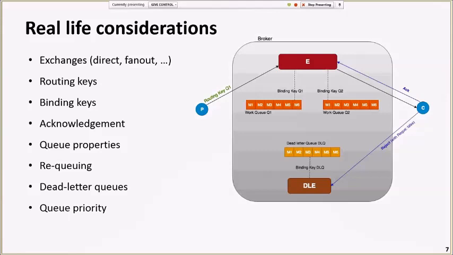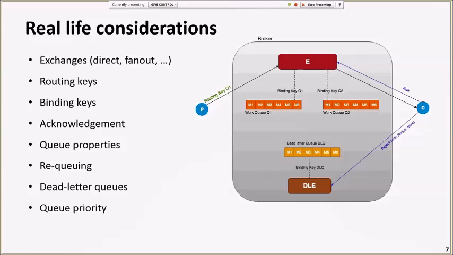The queues are bound to the exchange through a binding key, and the messages are going to have something called a routing key. So depending on what the routing key is, the exchange is going to send that message to that particular queue, wherever the routing key matches the binding key.